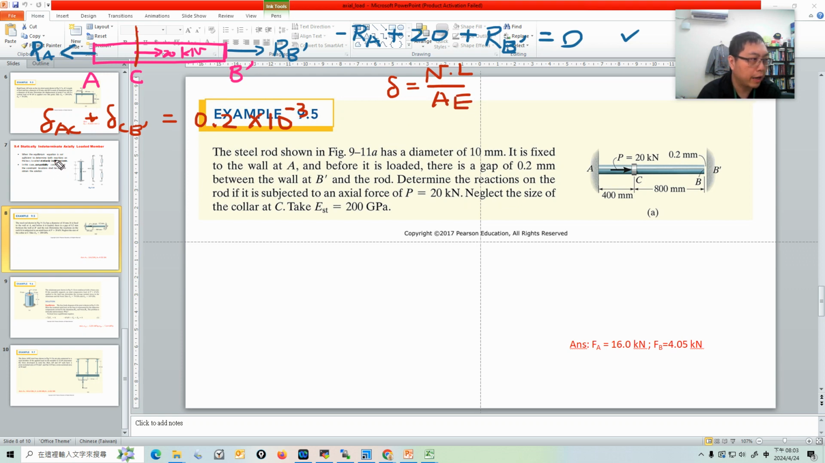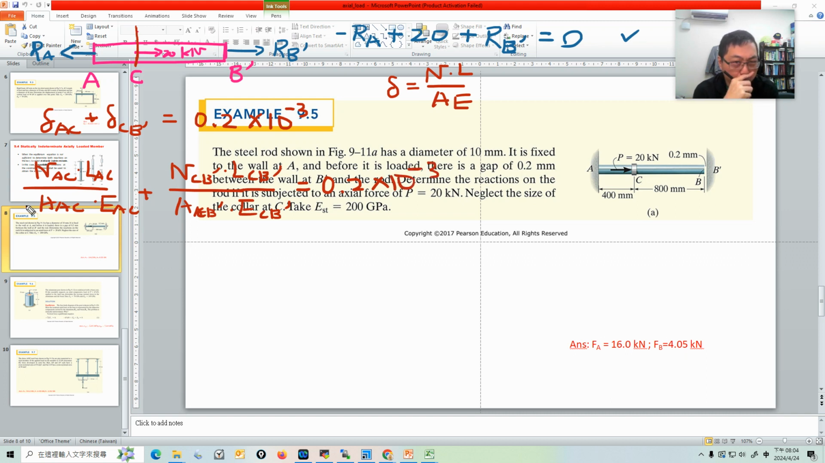So here we have N_AC times L_AC divided by A_AC times E_AC, plus N_CB prime times L_CB prime divided by A_CB prime times E_CB prime, and then equal to 0.2 × 10⁻³. If you're smart enough, I think you know it. We can use this and combine it with the original equation to solve for RA and RB prime. So let's look at this.